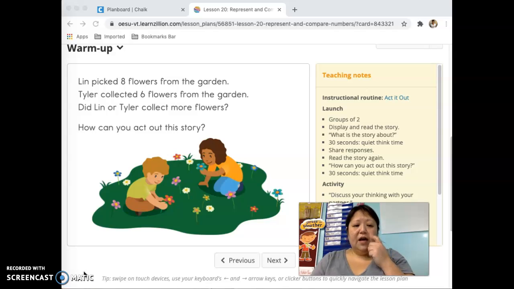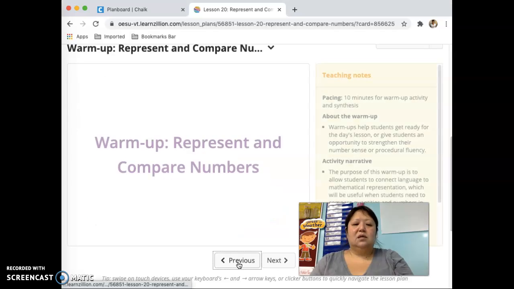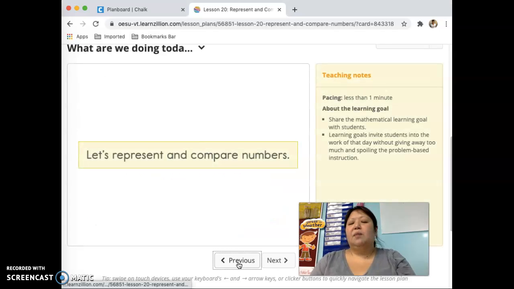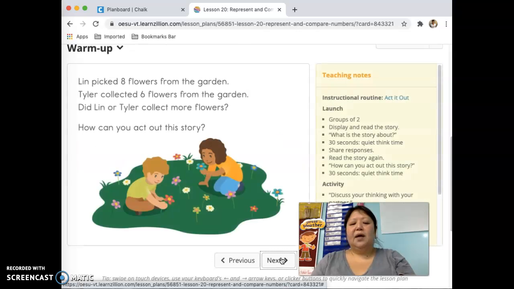Hello and happy Friday. This is Unit 2, Lesson 20 for our Illustrative Math program. And today our lesson goal was, let's represent and compare numbers. So we're going to start with our warm-up.